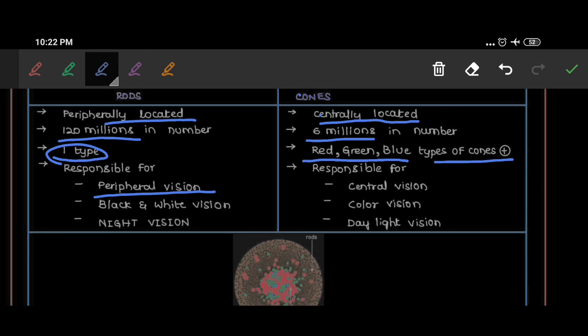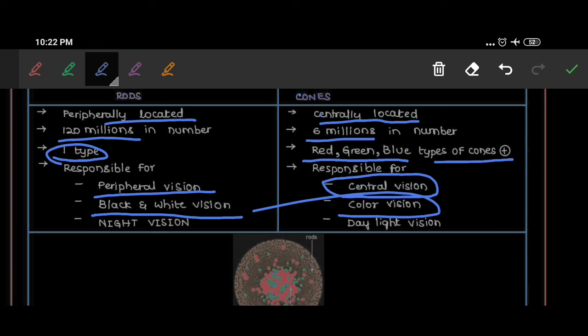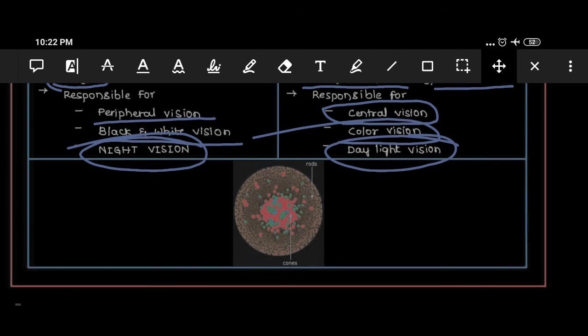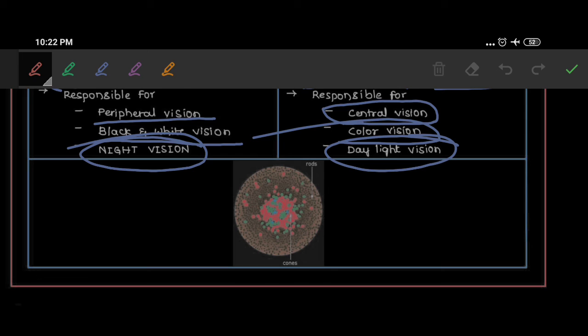Rods provide peripheral vision as they are peripherally located, and cones are responsible for central vision because they are centrally located. Rods show us our world in black and white because they are of a simple type, and cones show color vision, which is daylight vision. Rods show us night vision, which is scotopic vision. You can simply see this structure, the distribution of the rods and the cones.